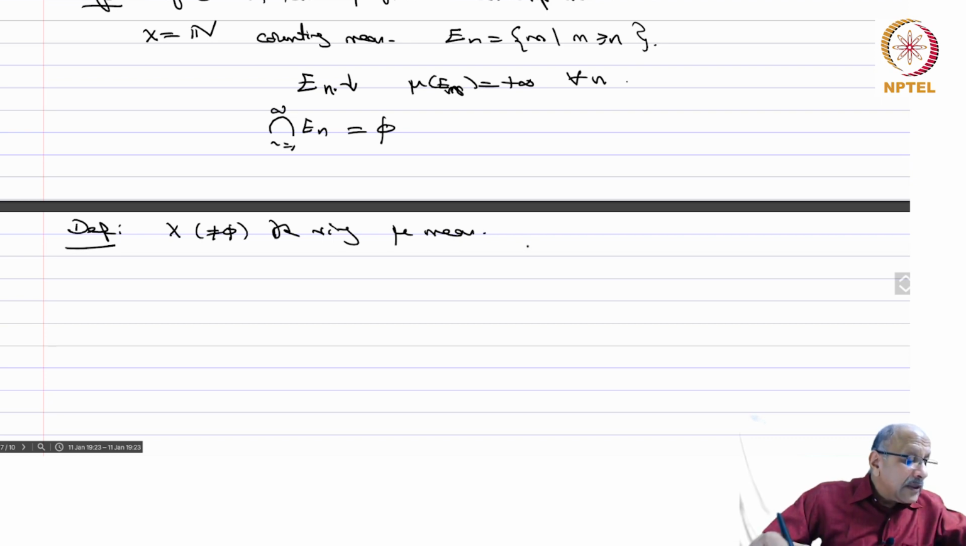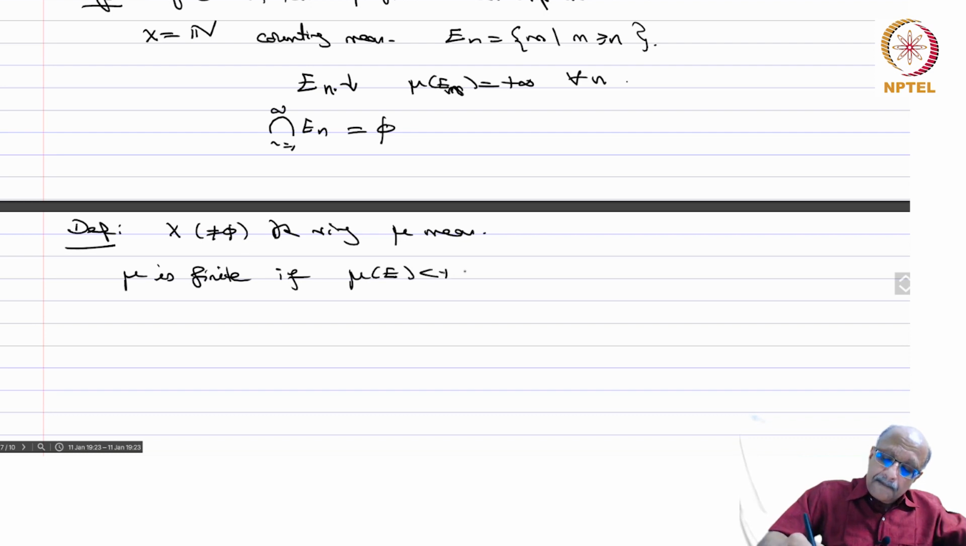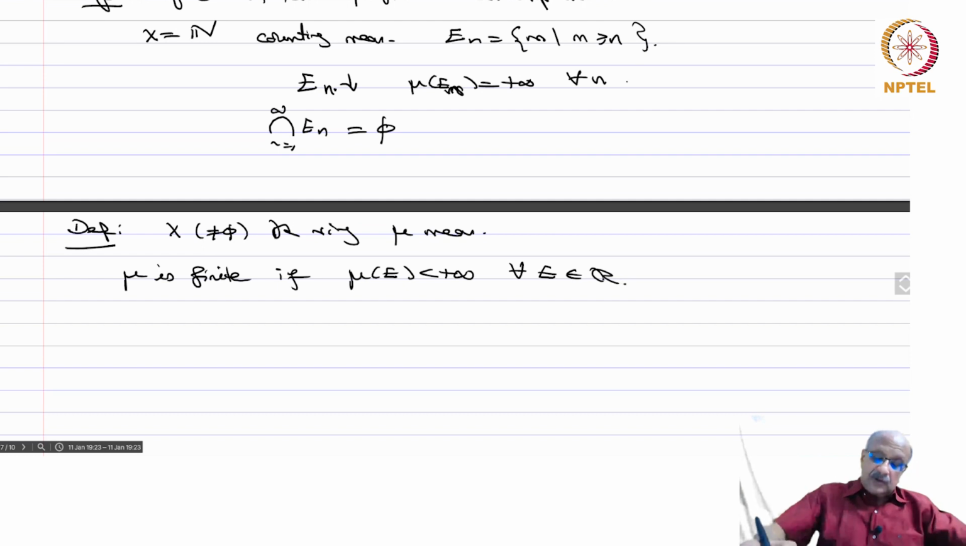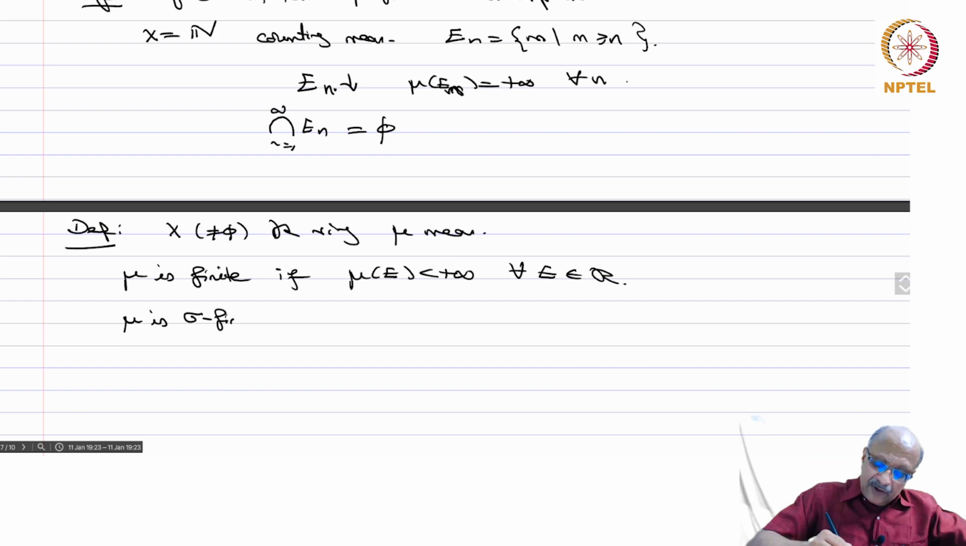Okay. Then we say that mu is finite if mu of E is finite for every E in R. So it's called a finite measure. Sometimes it's also called a probability measure. We'll see that later, but let us say it's just called a finite measure. Mu is sigma finite. So again, you see I'm bringing in this sigma here.